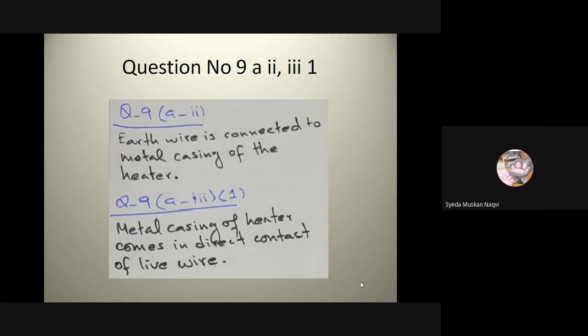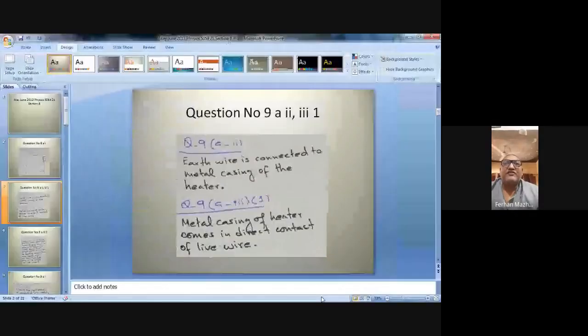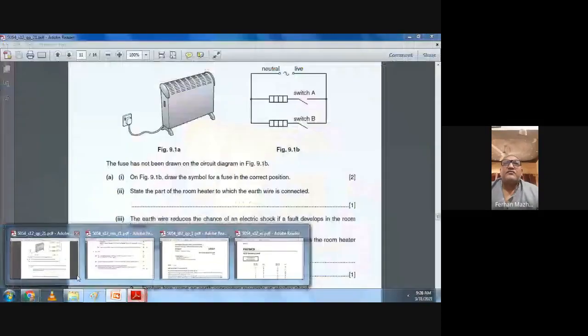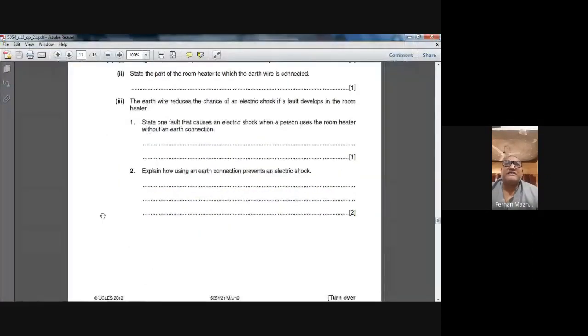Are you done? Done, sir. Yes, sir. Okay, so let's move to the next part. The next part is: the earth wire reduces the chances of an electric shock if a fault develops in the room heater. State one fault that causes an electric shock when a person uses the room heater without an earth connection.